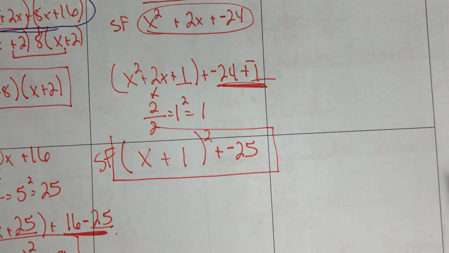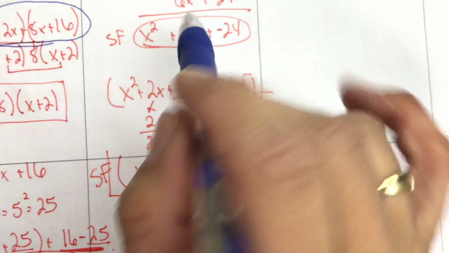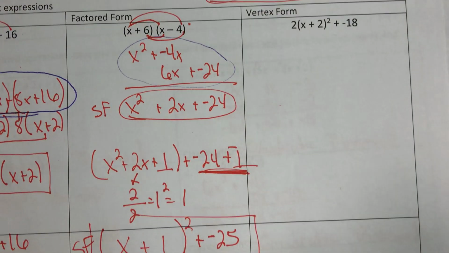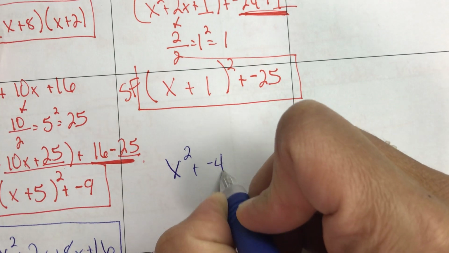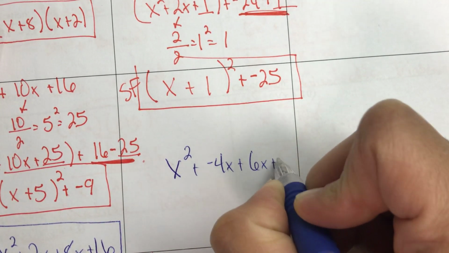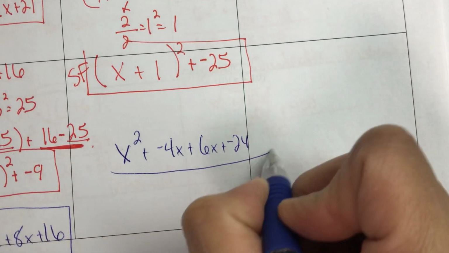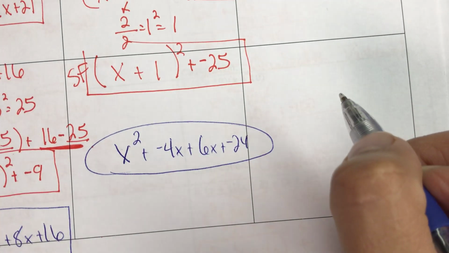So again, what I would do is just go back to somewhere where there was a lot of adding, subtracting, and this, if I just write it out left to right, that's another equivalent form. X squared plus -4x plus 6x plus -24. Again, there's this one section that wants you to come up with equivalent forms.